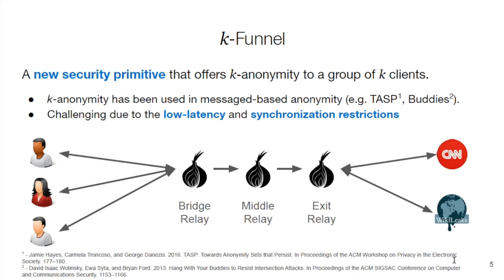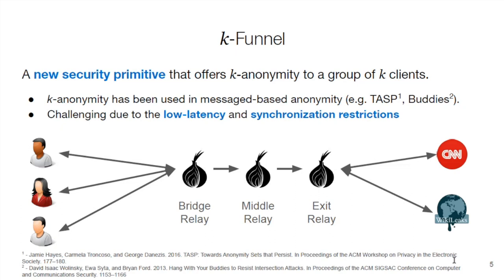To this end, we propose a new primitive, which we call KFunnel. The idea is to offer k-anonymity to a group of k clients. K-anonymity is not new. It has been used quite a lot in message-based anonymity systems, such as TASP and Buddies. However, bringing that k-anonymity into low-latency, circuit-based anonymous communication systems poses non-trivial challenges. First, we have the low-latency requirement, and second, we also have synchronization problems.